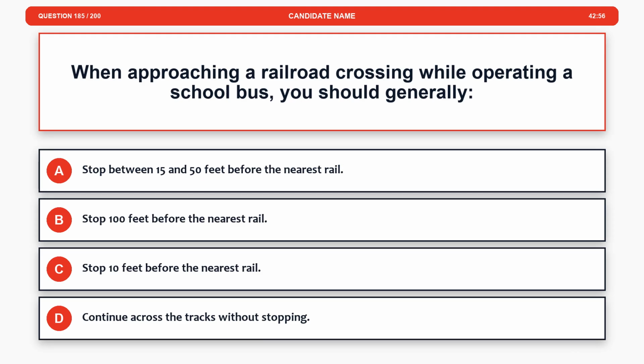Question 185. When approaching a railroad crossing while operating a school bus, you should generally: Option A, stop between 15 and 50 feet before the nearest rail. Option B, stop 100 feet before the nearest rail. Option C, stop 10 feet before the nearest rail. Option D, continue across the tracks without stopping.